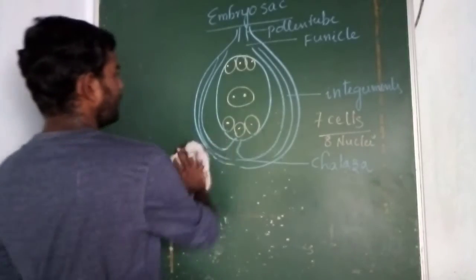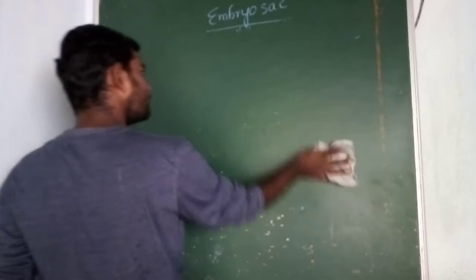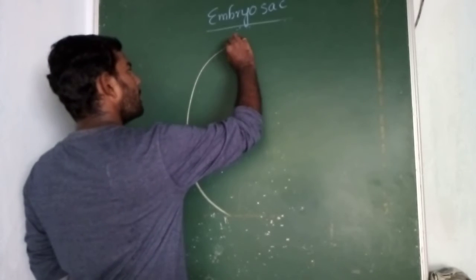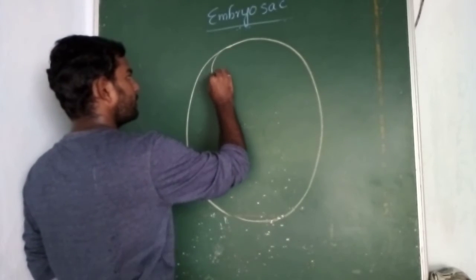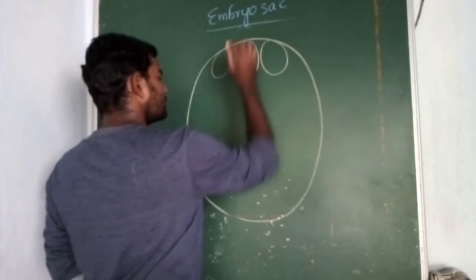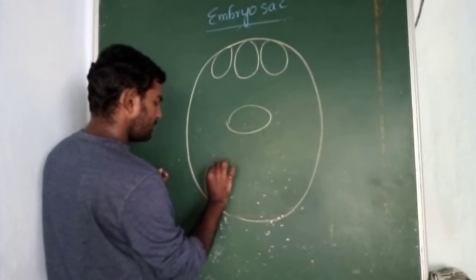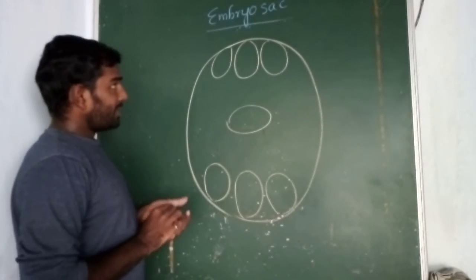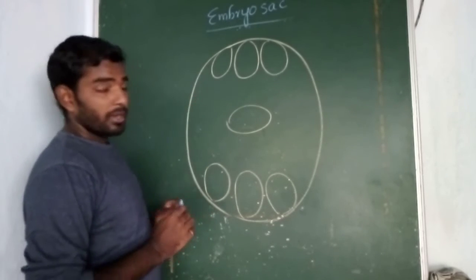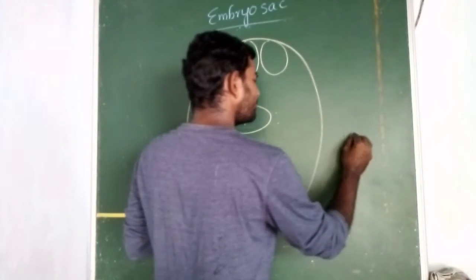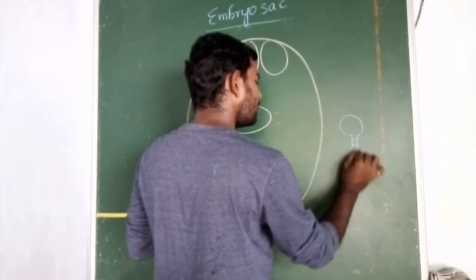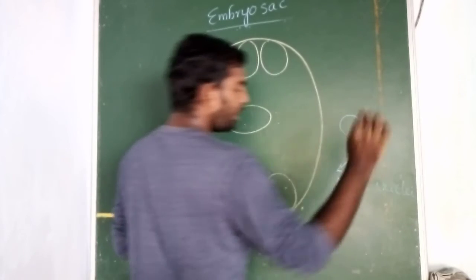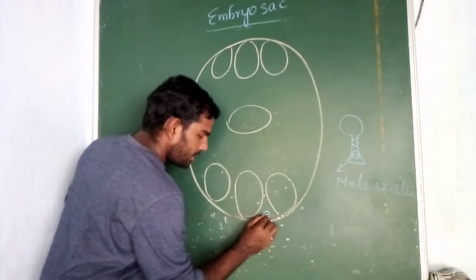So let us see the proper diagram of the embryo sac and how this process takes place. The embryo sac consists of three antipodals, one central cell, two synergids along with one egg cell. The pollen grain reaches the stigma and comes to the pollen tube, finally reaching the embryo sac. Each pollen grain has two male nuclei. The two nuclei enter into the embryo sac.